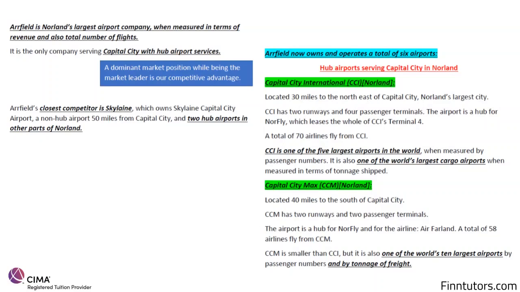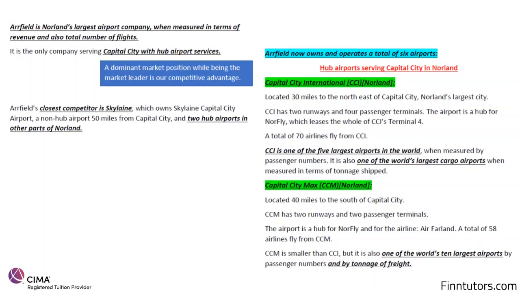CCI has 2 runways and 4 passenger terminals. The airport is a hub for Norfly, which leases the whole of Terminal 4. We already know that. A total of 70 airlines fly from CCI. CCI is one of the 5 largest airports in the world when measured by passenger numbers. So in the world, it's one of the largest. It is also one of the world's largest cargo airports when measured in terms of tonnage. So if you look at cargo, if you look at passenger numbers, you have a very dominant market position.